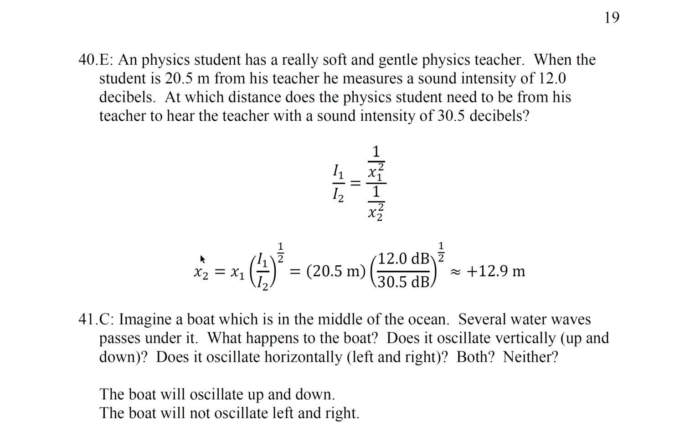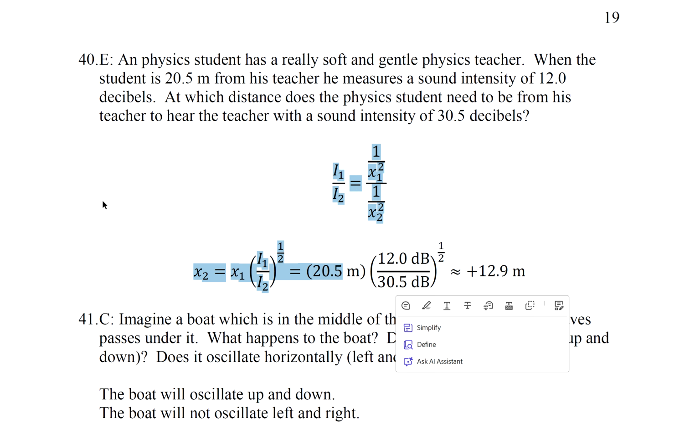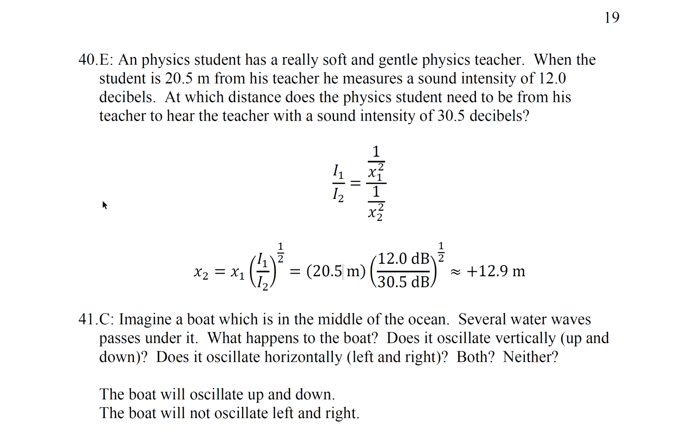Question 40. A physics student has a really soft and gentle physics teacher. When the student is 20.5 meters from his teacher, he measures a sound intensity of 12 decibels. At which distance does a physics student need to be from his teacher to hear the teacher with a sound intensity of 30.5 decibels? So now we're going to solve for x2. So the student's going to have to move closer, yeah?